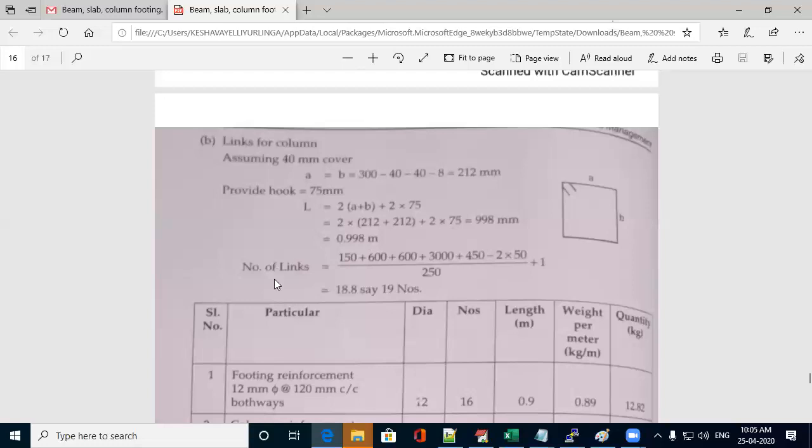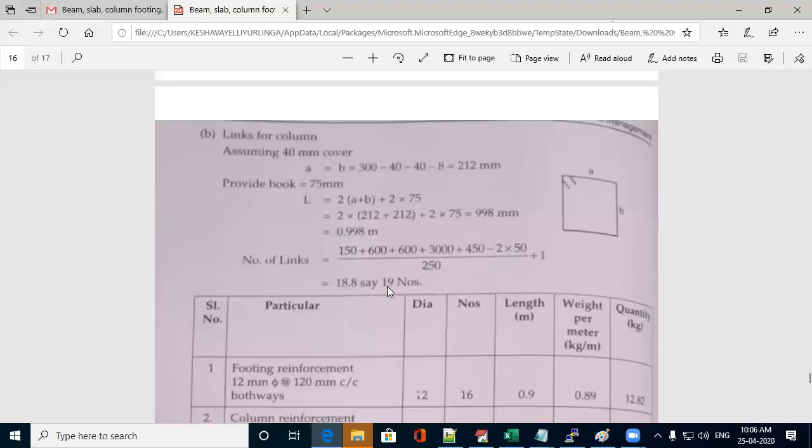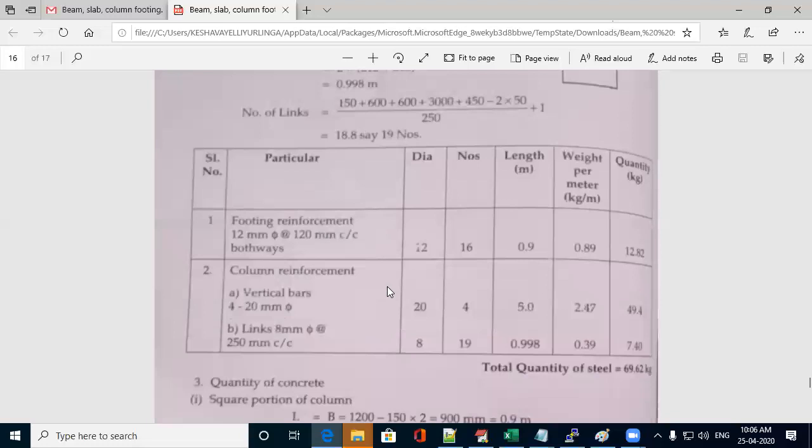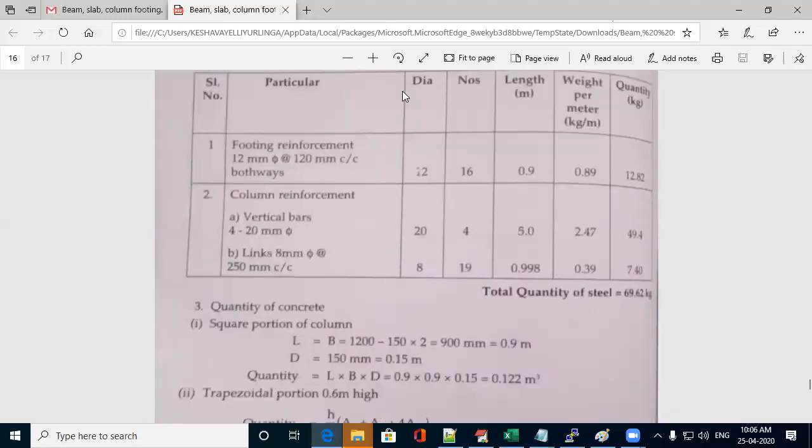You need to find the number of links. To find that, take the length from top to bottom and subtract 2 covers, divide by the spacing, plus 1. That will give a whole number of 19 when you round it off. So now the individual calculation part of reinforcement is done. As usual, put it in this table.